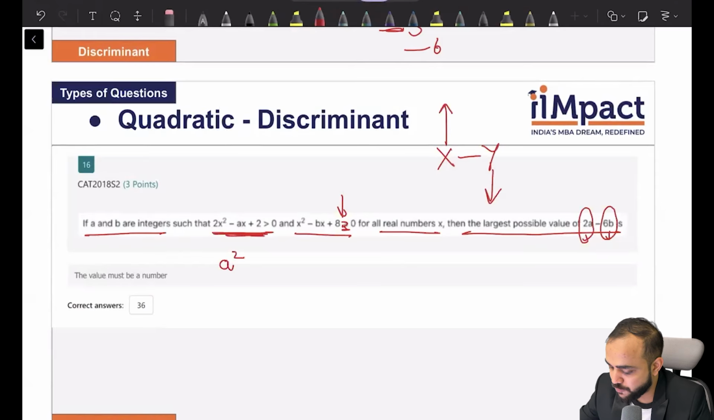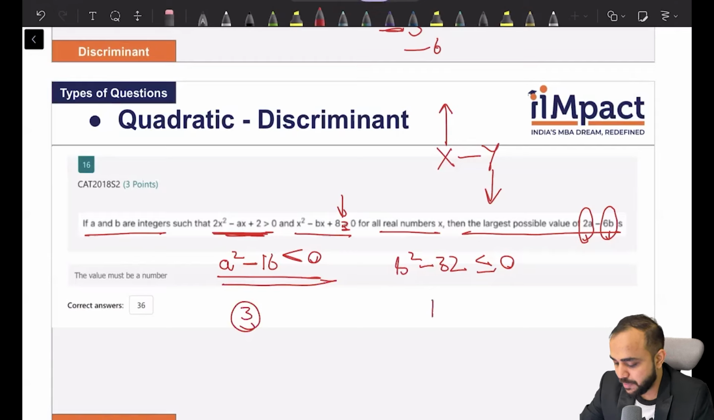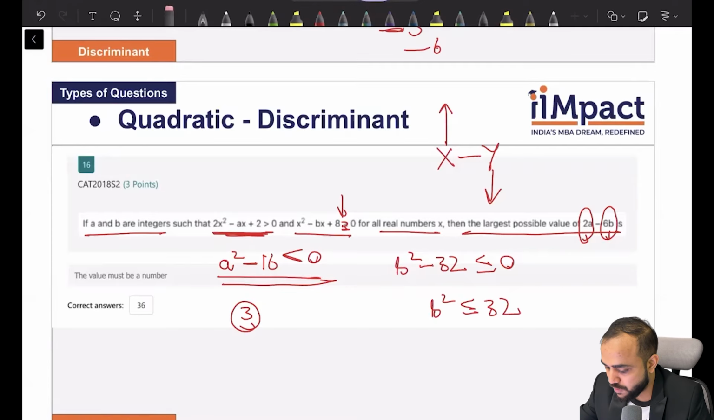a square minus 4 into 2 into 2, that is 16, is less than 0, and b square minus 32 is less than or equal to 0. So you can find the maximum value of a from here. It won't be 4, it will have to be 3, the maximum value of a, and the minimum value of b. b square is less than or equal to 32. So less than, because this is what is given to you, right?